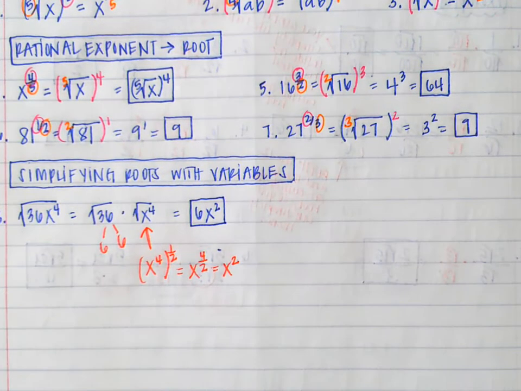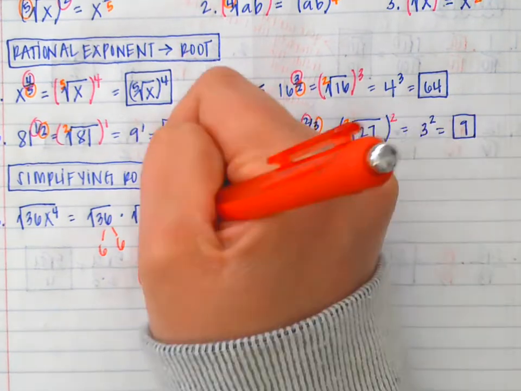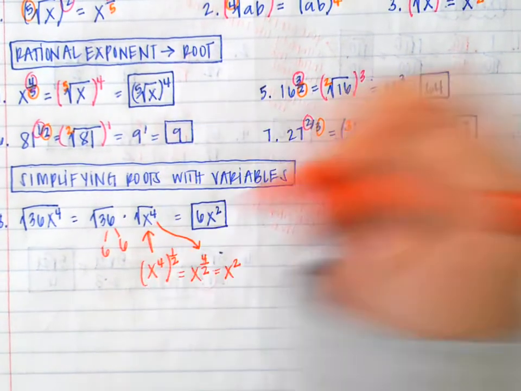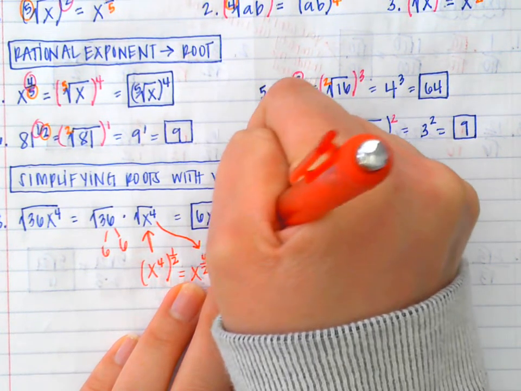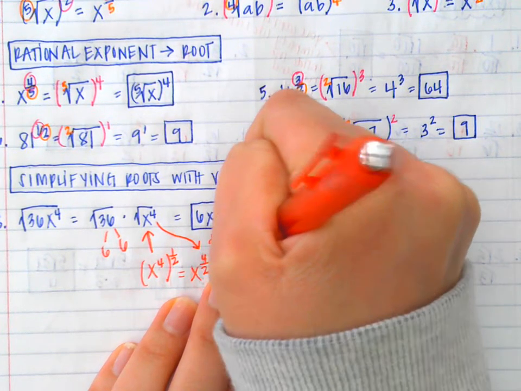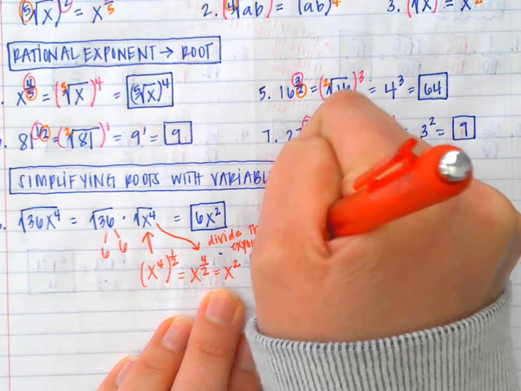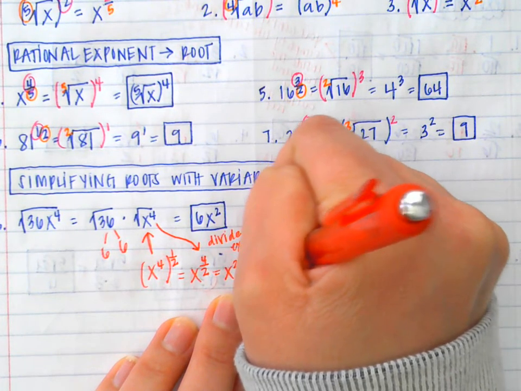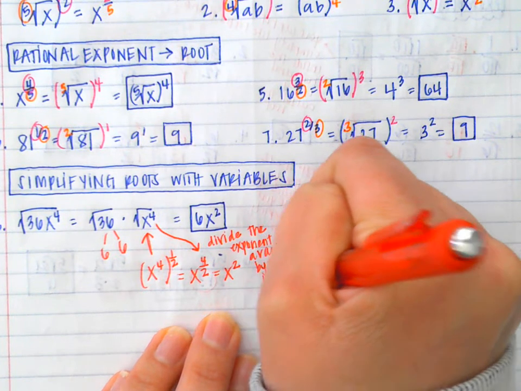So a shortcut or a trick is, whenever it's a variable, you always divide the exponent on a variable by the index number. Now, this is always how I think about it.